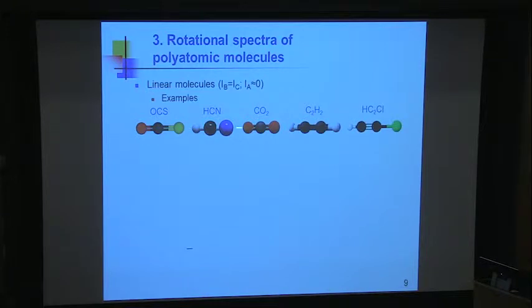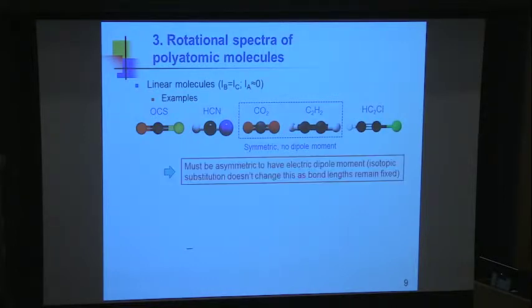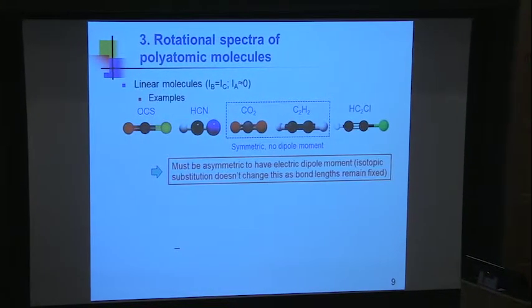Here's these linear molecules. OCS, HCN, CO2, acetylene. Now this one is perfectly symmetrical. CO2 is symmetrical. The others are not. So already we can tell that there will be no dipole moment. They won't be microwave active. The energy levels exist, but we can't see them by absorption or emission. Must be asymmetric to have a dipole moment. Isotopic substitution does not change this because, as I told you yesterday, the bond lengths are set by electrical forces, not by the masses.